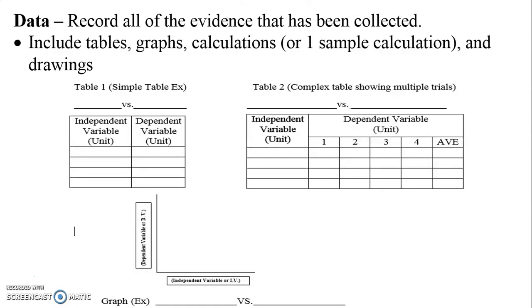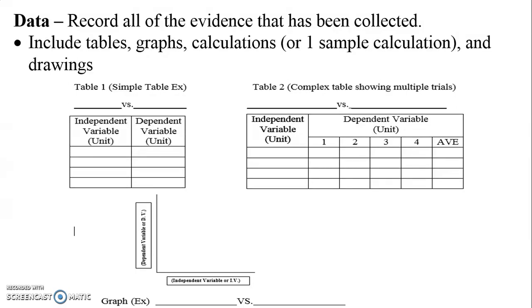And then here's your data. Your data is going to be your tables, your graphs, your calculations. If you have drawings, it could be drawings. Now remember, if you're doing a graph, the independent variable is on the x and the dependent is on the y. You can see a sample there on the left of the independent and dependent variable as a sample table. If you have one independent variable and you have different trials and dependent variable units, then you can do it like table 2, that's a complex table. Either one will work.